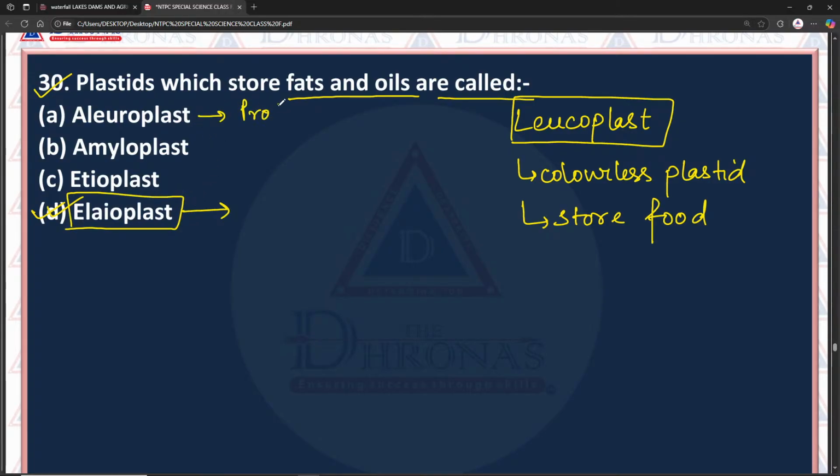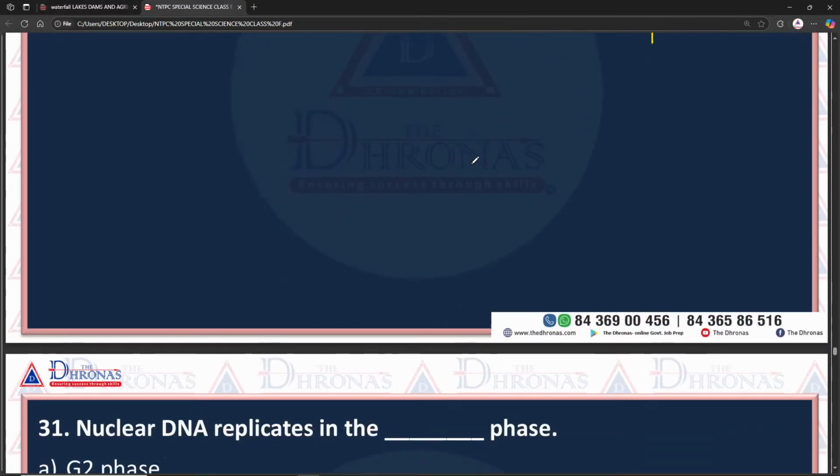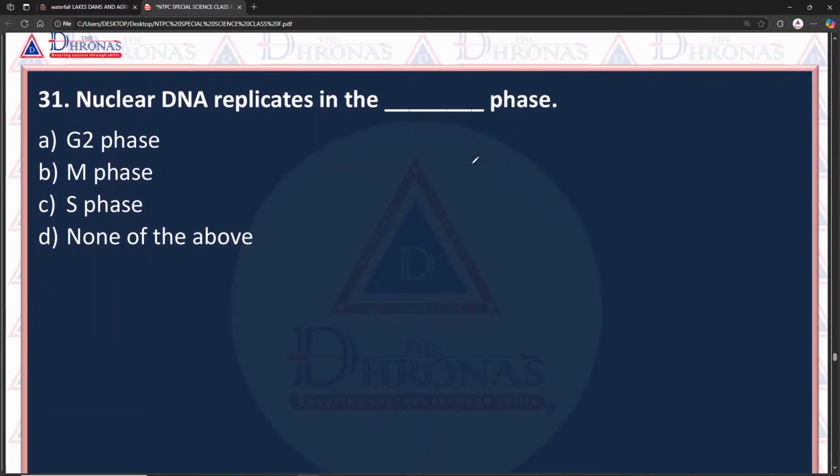Aleuroplast is responsible for the storage of protein. Amyloplast is responsible for the storage of carbohydrate, mainly starch. So these 3 are the variants of leucoplasts. Okay. Next, question number 31.